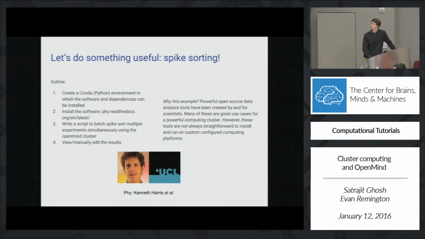So we're going to go through and install the software, because this is not so straightforward if you don't know the ins and outs of how to install Python applications. We'll write a batch script to sort multiple experiments simultaneously using the OpenMind cluster, and then we'll view and manually edit the results, although I don't know if the viewing is going to work for me right now.